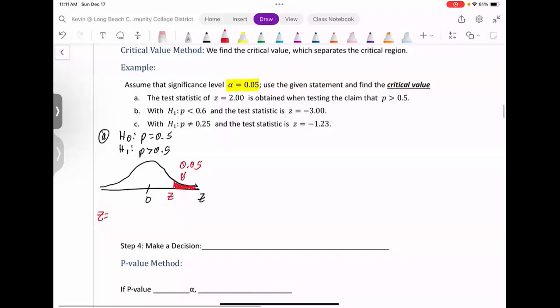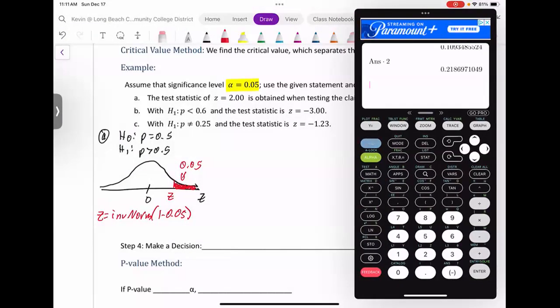Our z is going to be determined by inverse norm, in this case 1 minus 0.05. Inverse norm, 1 minus 0.05. It's 1 minus because our inverse norm only knows area to the left. And there we are. So this value right here is 1.64485.